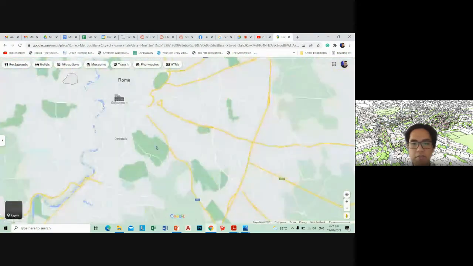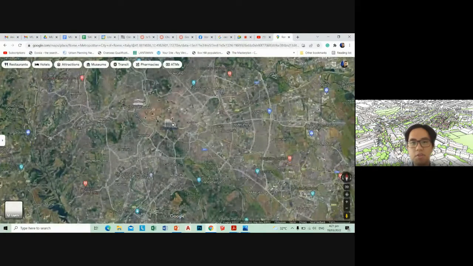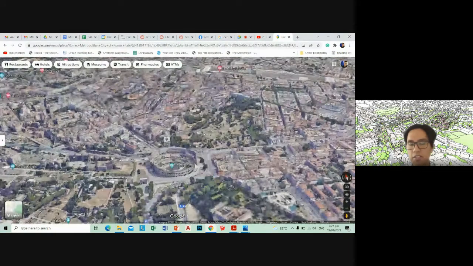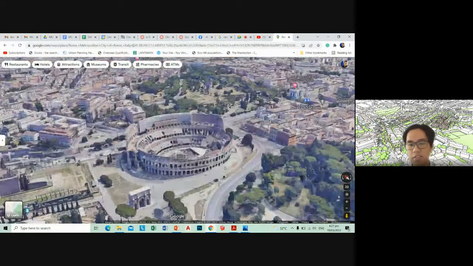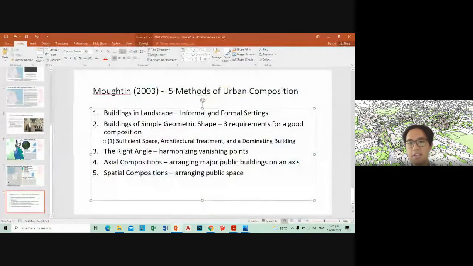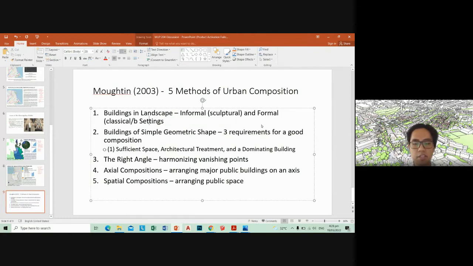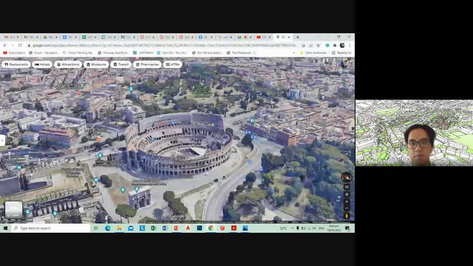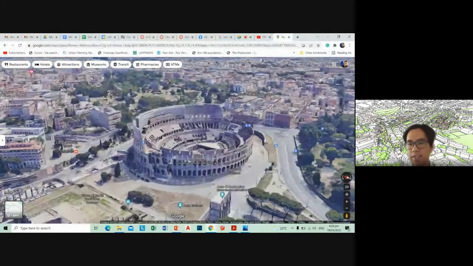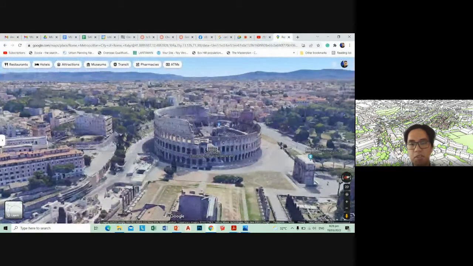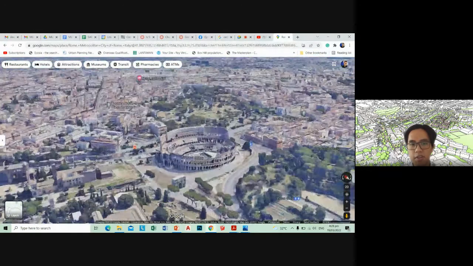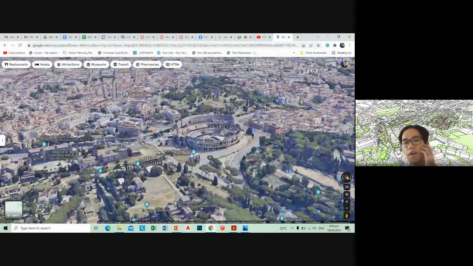So the summary of these five methods of composition: buildings and landscape refer to how a specific building is situated in any site. For example, we have the Colosseum. When I say informal and formal settings here, informal refers to sculptural buildings, and formal settings mean more classical, classical or blocky buildings, basically traditional Roman classical forms. The Roman Colosseum would fit more in the classical setting, mostly because it's a traditional shape, but the setting itself, the site, would fit more on the informal setting.